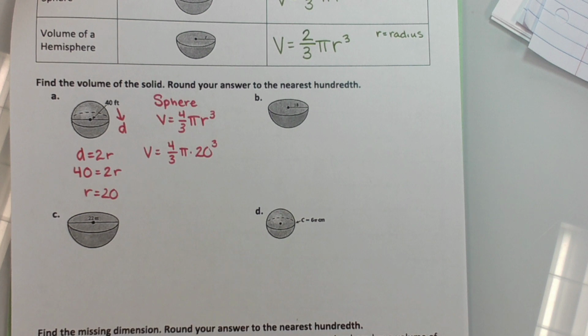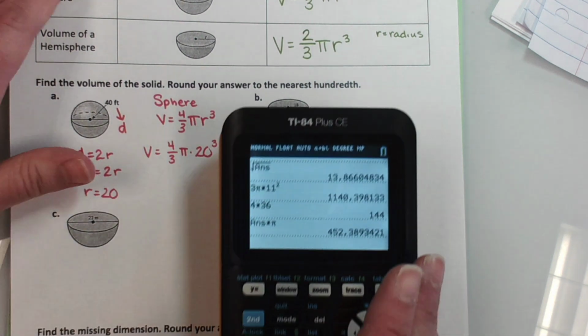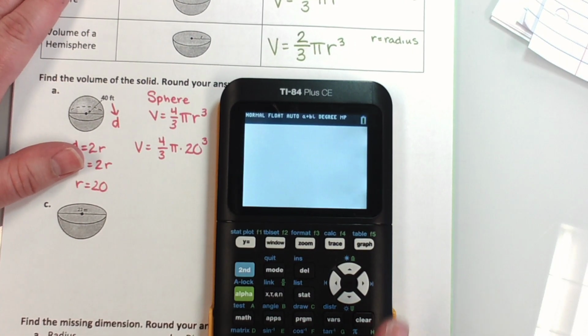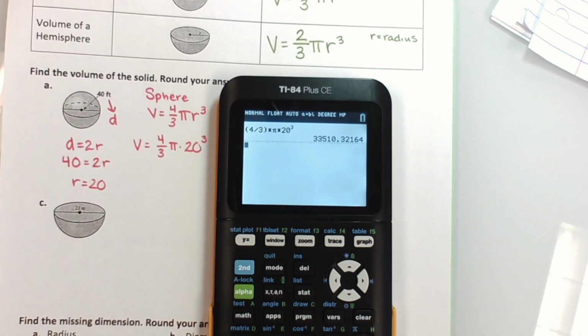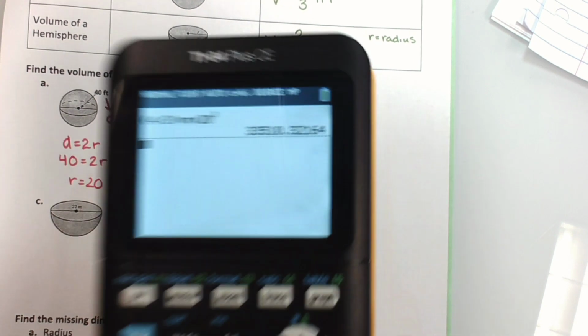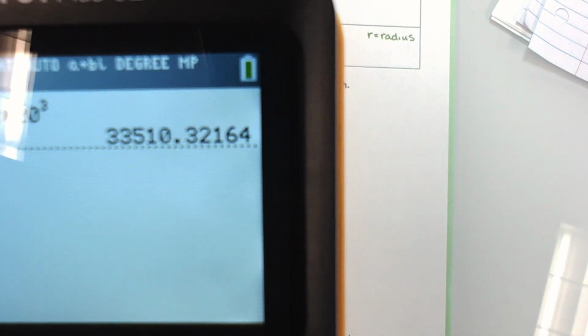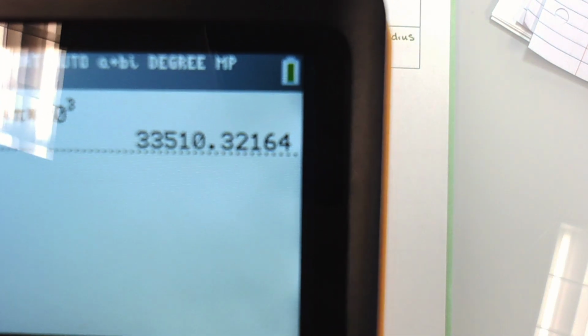How do I type in 4/3 into a calculator? 4 divided by 3 in parentheses. The fraction bar is just a divide symbol. You generally do want to make sure it's in parentheses. I'll be honest, if you don't on these ones, it's not going to be the end of the world. PEMDAS is working in your favor here. 33,510.32.